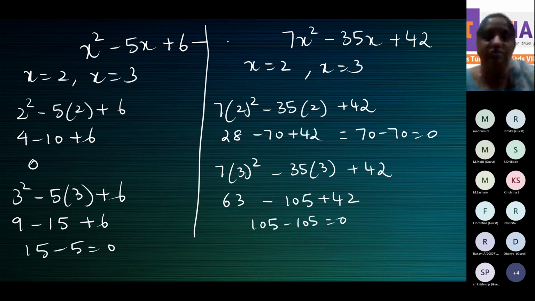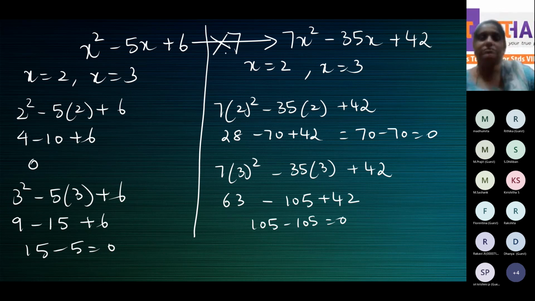Now, how did I get this one from this one? I multiplied this polynomial by 7. So x square into 7 is 7x square. Minus 5x into 7 is minus 35x. And plus 6 into 7 is plus 42. I multiplied this polynomial by 7. And what do you see? 2 and 3 are the zeros of this polynomial.